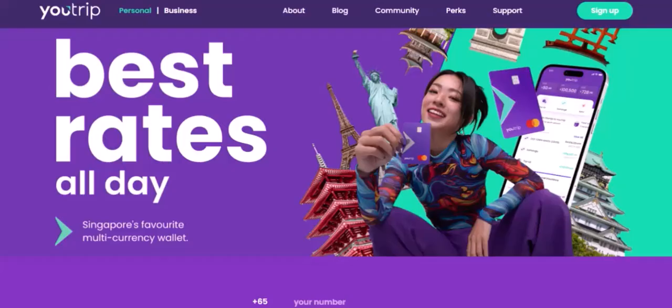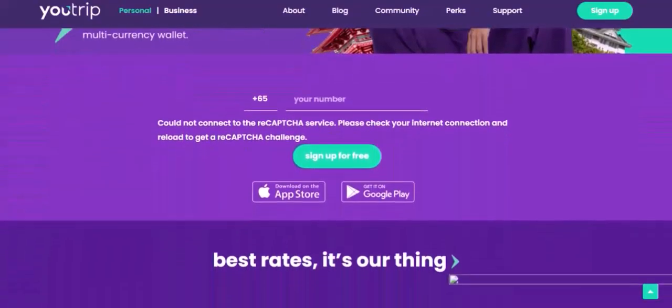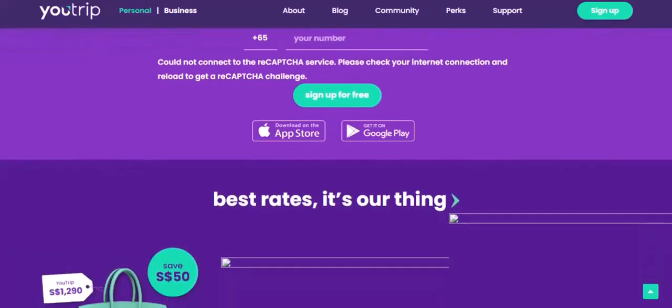Spend it. Direct spending. The most straightforward way to use your balance is to spend it. You can use your YouTrip card to make purchases online or in-store. Currency conversion. If you have a balance in a foreign currency you don't need, you can convert it to your local currency and spend it.